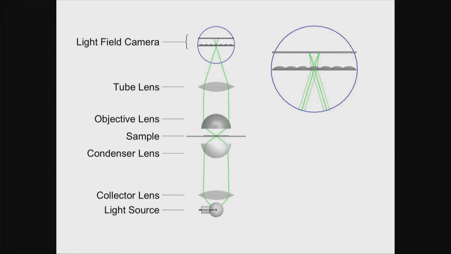You can see that the only hardware change that is actually required here is this camera, this light sensor. There's no other change. It's all the same optics. And so it seems a kind of magic trick to get this kind of information from the light that you collect in the image plane.